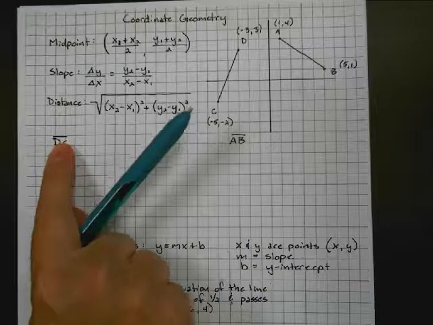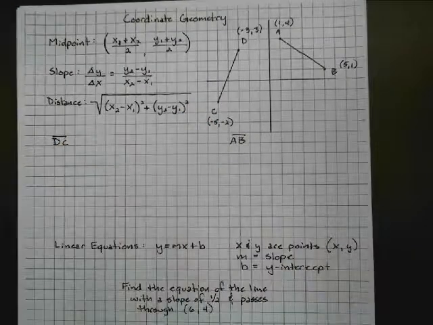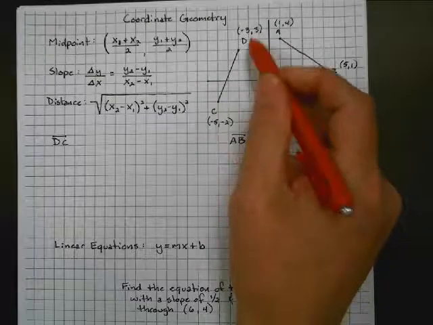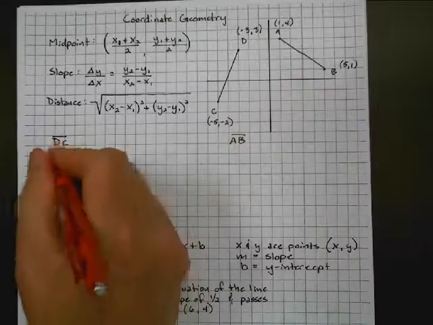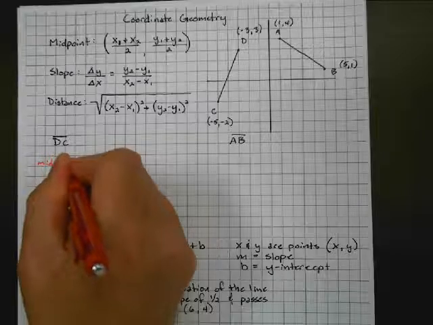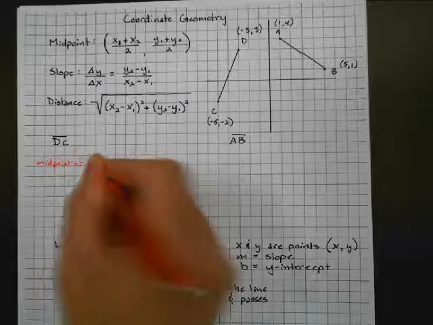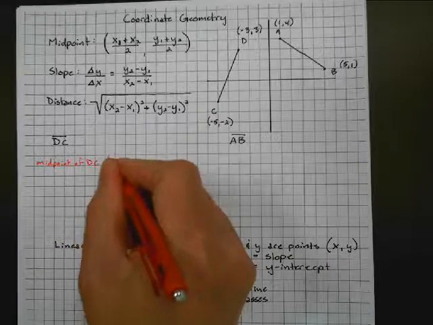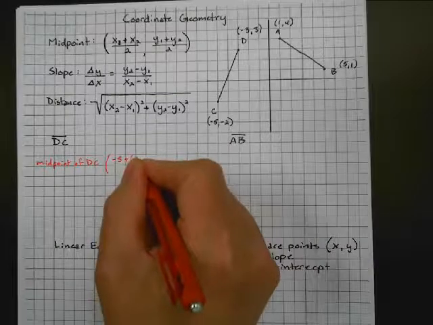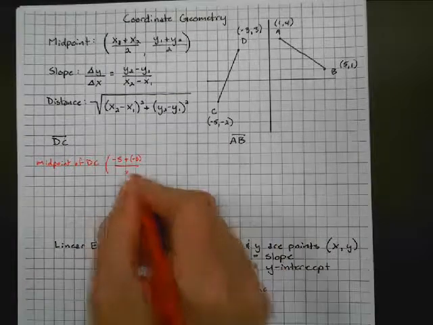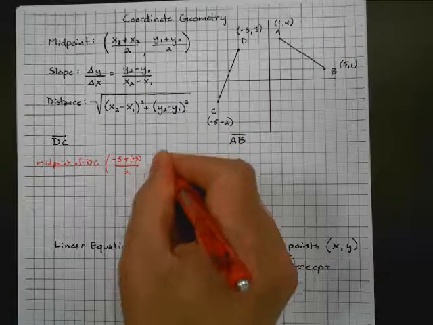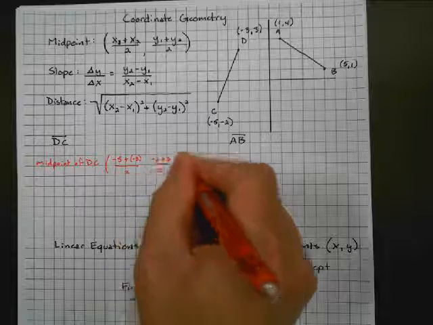So let's look at DC, and let's find the midpoint of this one. All right, so DC has x's at -5 and -3. So the midpoint of DC, we would do -5 plus -3, and then we divide by 2. And then for our y coordinates, we take -2 and 3. So -2 plus 3 and divide by 2.